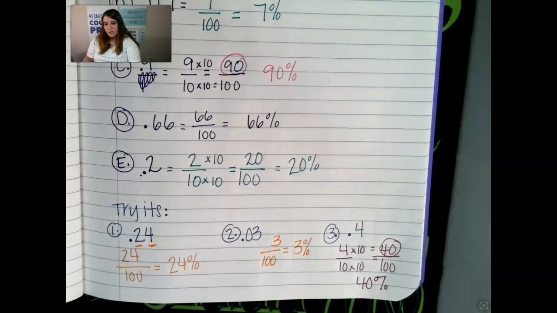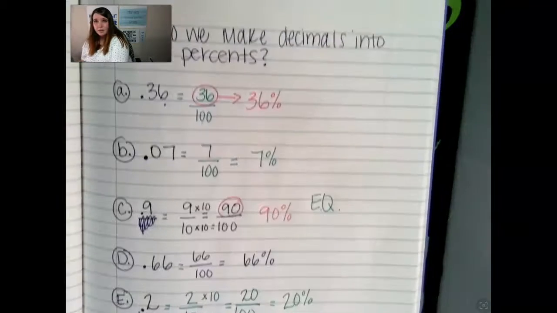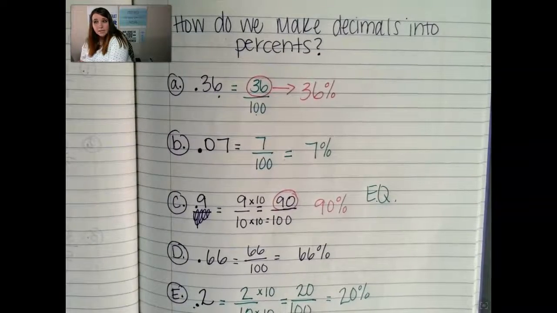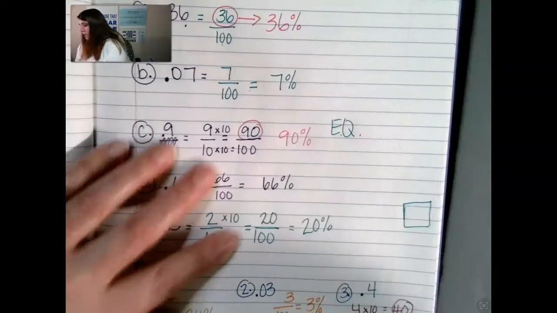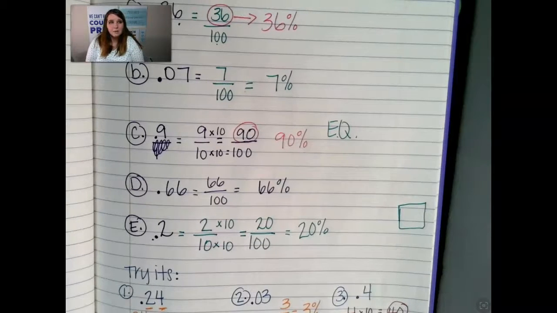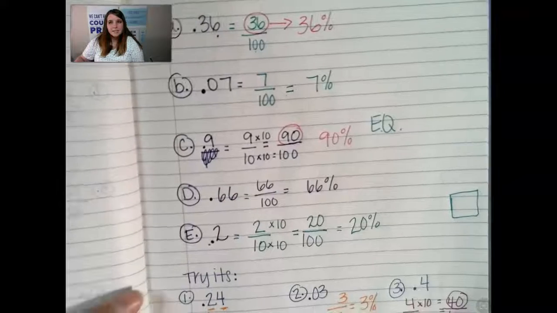All right, sixth graders, go ahead now and answer your essential question. How do we make decimals into percents? What do we have to do to make a decimal into a percent? And then rate your level of understanding out here to the side. If you have any questions, please head on over to the Google Meet and ask me for help. Otherwise, you may go on Big Ideas and do your practice work.